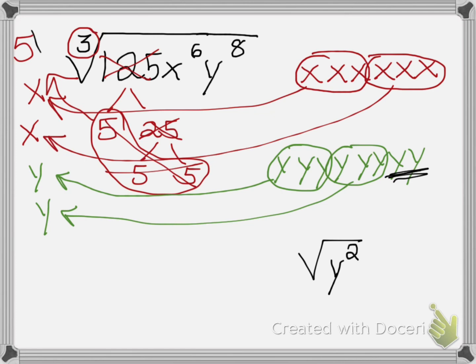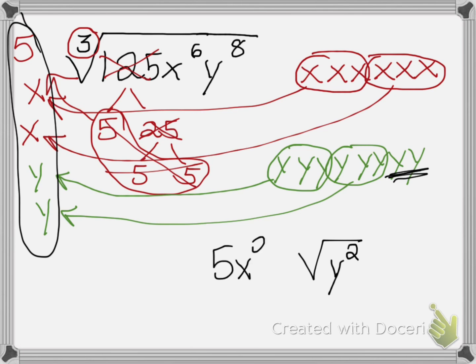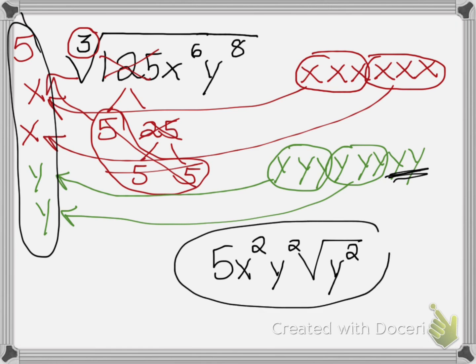We took out a 5, we took out an x and an x, and a y and a y. Everything you take out, you just multiply them to each other. So 5 times x times x times y times y will be 5x squared y squared. And that's it.